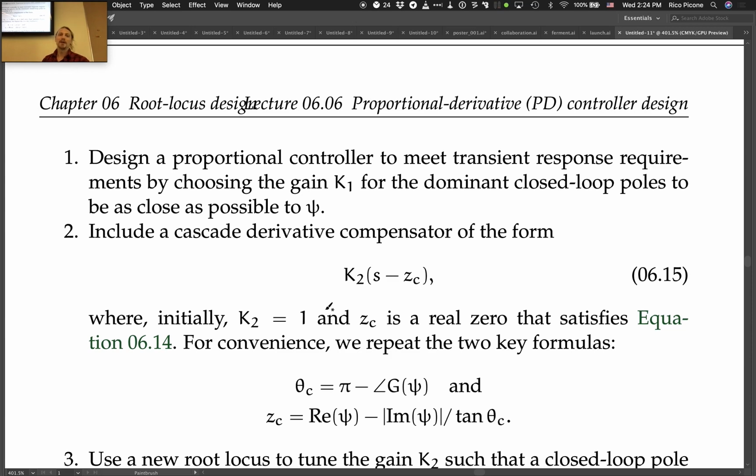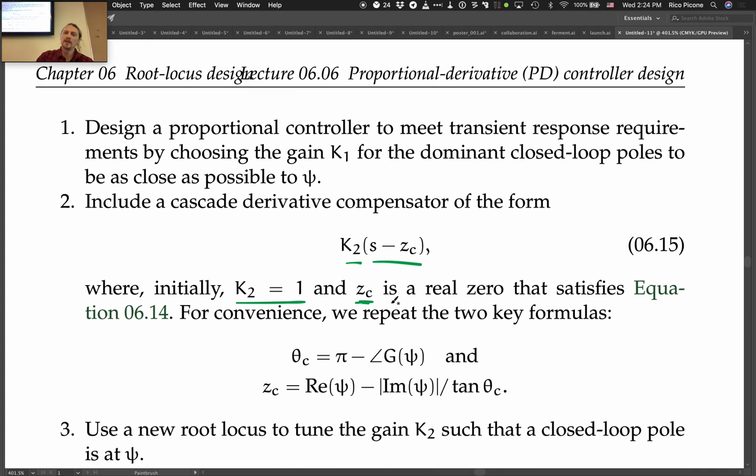Okay, step 2, include a cascade derivative compensator of the form K2 times S minus ZC. So you need to have another gain, you need to have a 0, okay? Where initially we just take K2 to be 1. We're going to first choose ZC using the little method that we just developed in the lecture above, and then we'll use root locus to determine the appropriate K2. Okay.